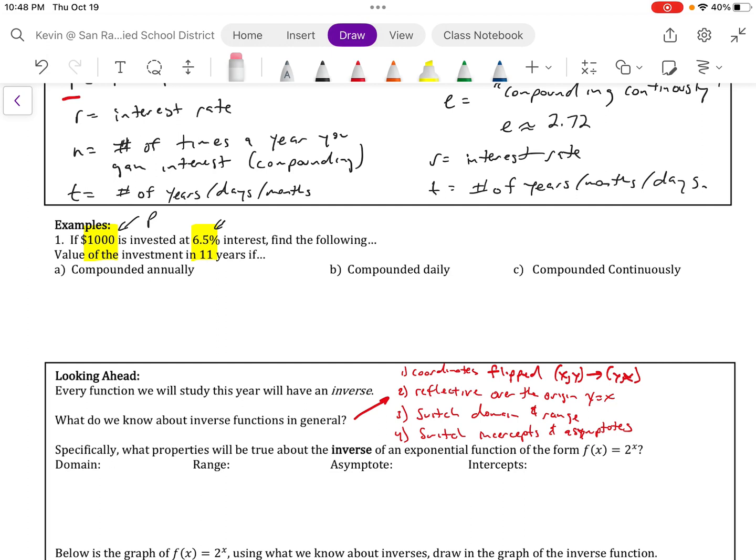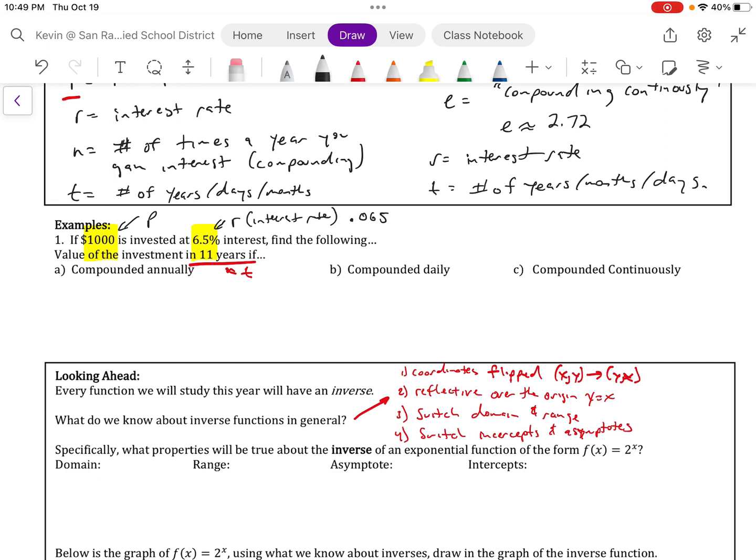Let me clean that up a little bit. This is our R, which is our interest rate. And for those of you who forgot, if we have 6.5%, we're talking about 0.065. So that's the multiplier there. And then the value of our investment in 11 years' time, so that's our T. So how much will we have made in 11 years' time based on all this?